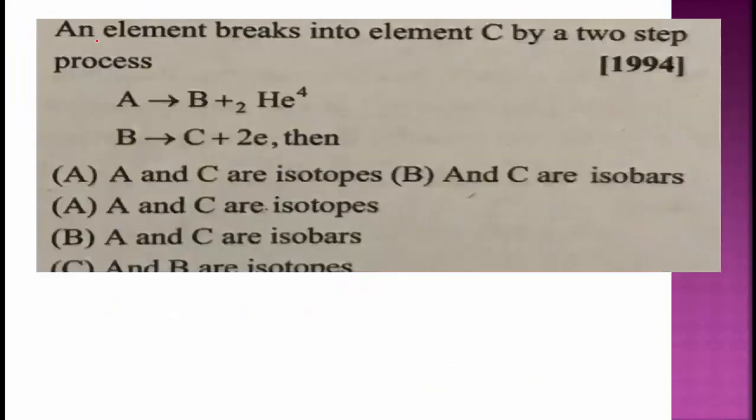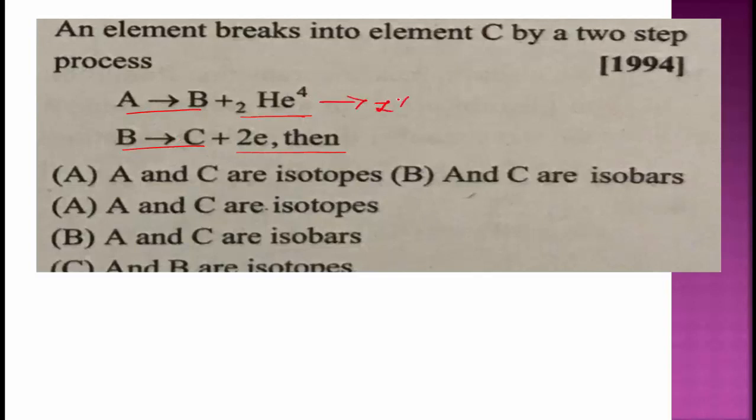And the next question is, an element A breaks into element C by a two-step process. From A to B, it emits an alpha particle. But when this element is converted from B to C, it emits two electrons. Here, an element A breaks into B.